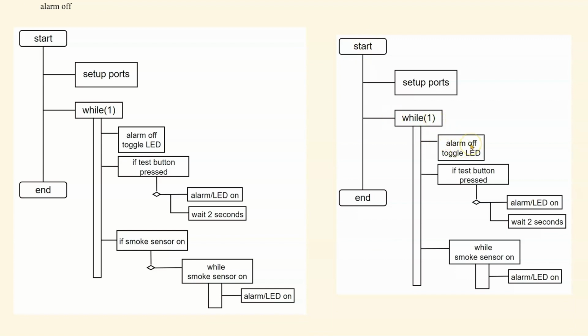File 1, the alarm's normally off, toggle the LED. If the test button is pressed, the alarm and LED goes on, wait for 2 seconds. And down here, while the smoke sensor is on, the alarm and LED should be on. So now pause the video and write the C code from the structure diagram.